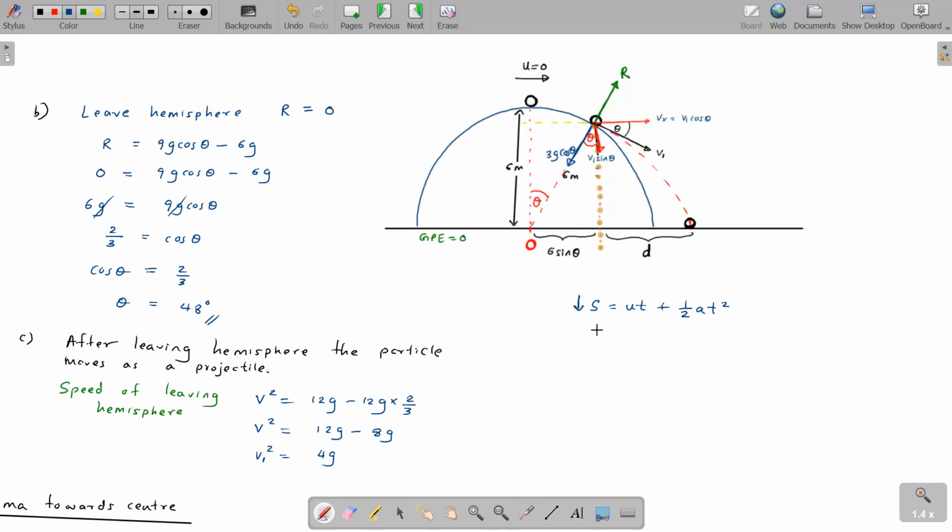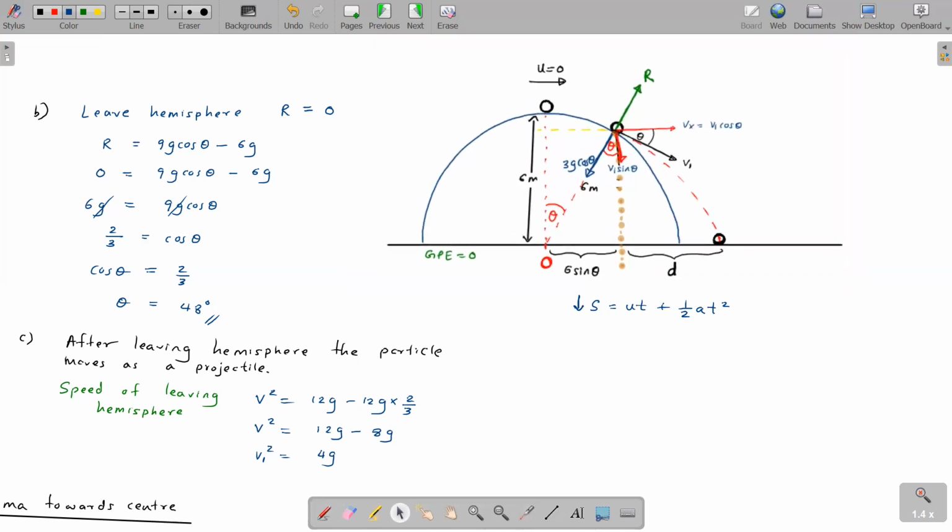So I'll apply it downwards. From the start of the projectile motion to the end, we know the vertical displacement, right? Can you see? The particle is vertically displacing how much of a distance? From this point down over here, it vertically moves a distance of 6 cos theta. This distance is the vertical distance. From the start of the circular motion until you hit the ground, the total distance you move is 6 cos theta. Agreed? So s is 6 cos theta.